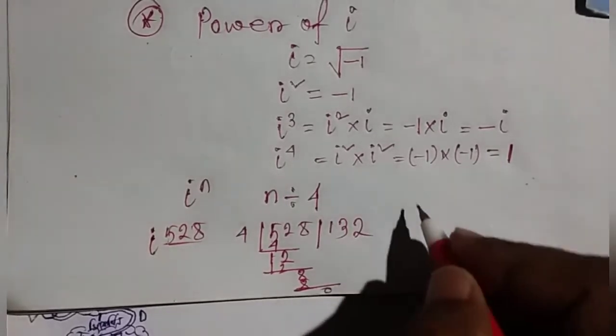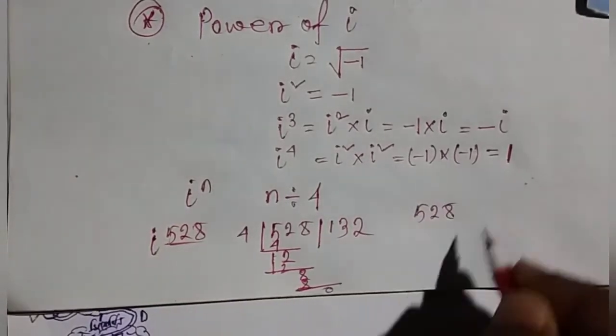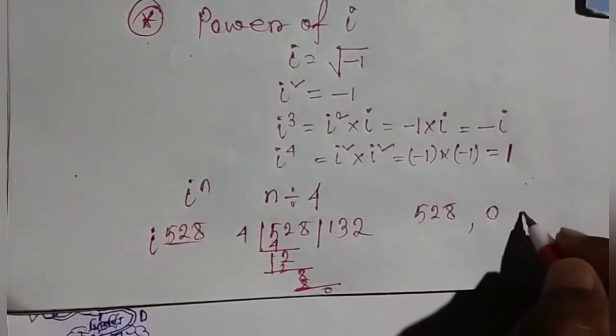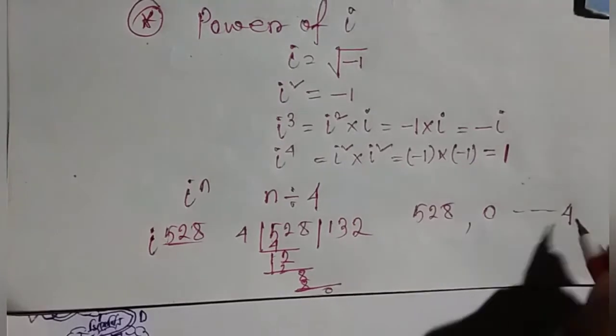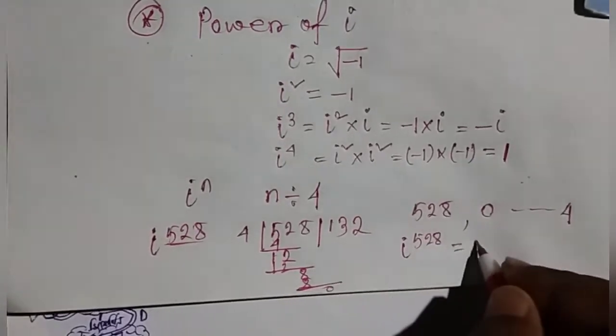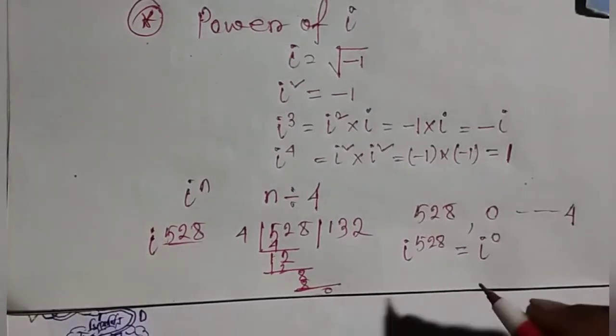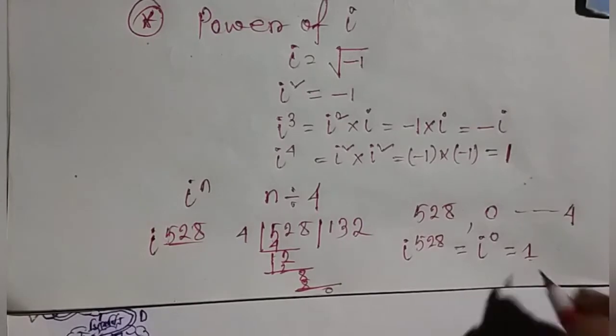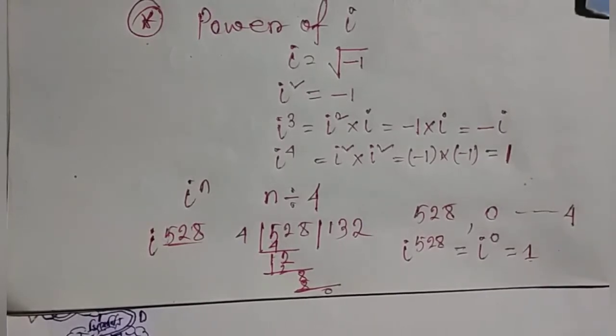So 528 leaves remainder 0 when it is divided by 4. So i to the power 528 can be written as i to the power 0, and i to the power 0 means 1. So our answer is 1. Now you can solve all the problems of power i.